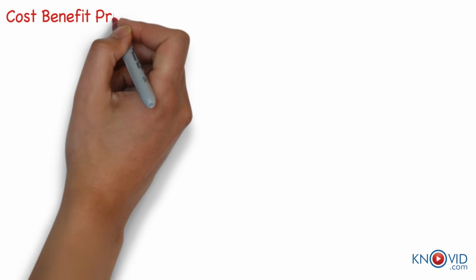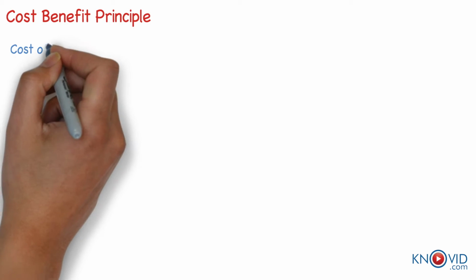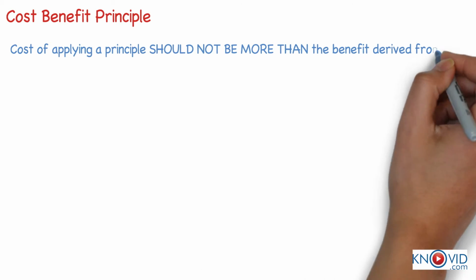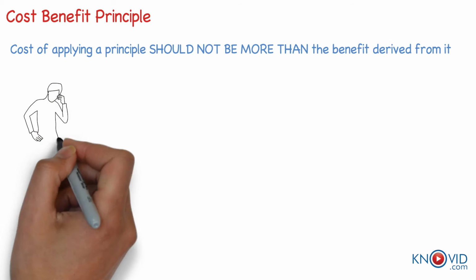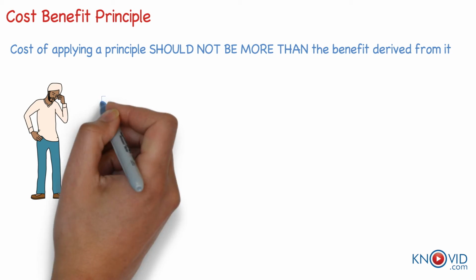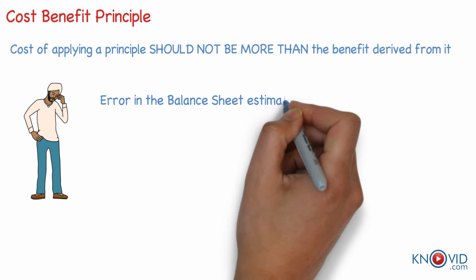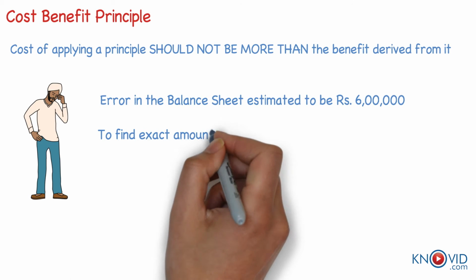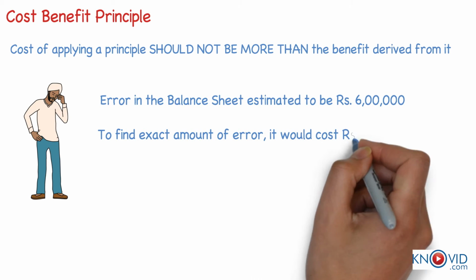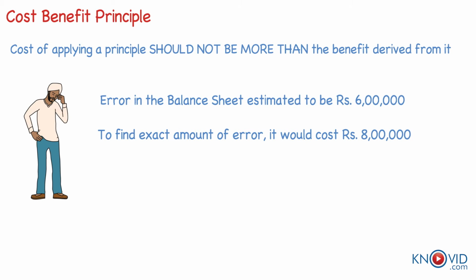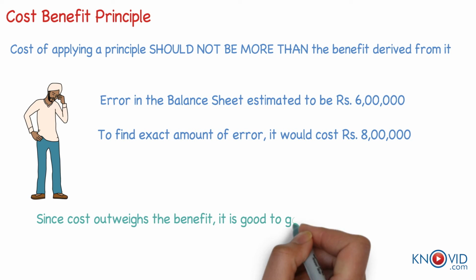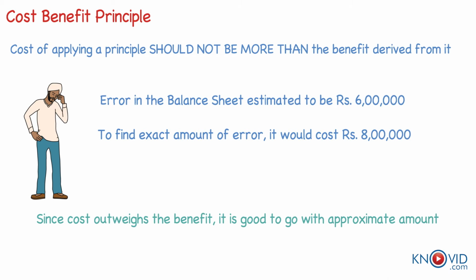The cost-benefit principle states that the cost of applying a principle should not be more than the benefit derived from it. For example, a proprietor realized that there was an error in his balance sheet of an estimated amount of rupees 6 lakhs. If he needed to find the exact amount of error, it would cost him around rupees 8 lakhs for finding the bills across his business locations. Since the cost outweighs the benefit, it is good to go with the approximate amount than the exact amount.